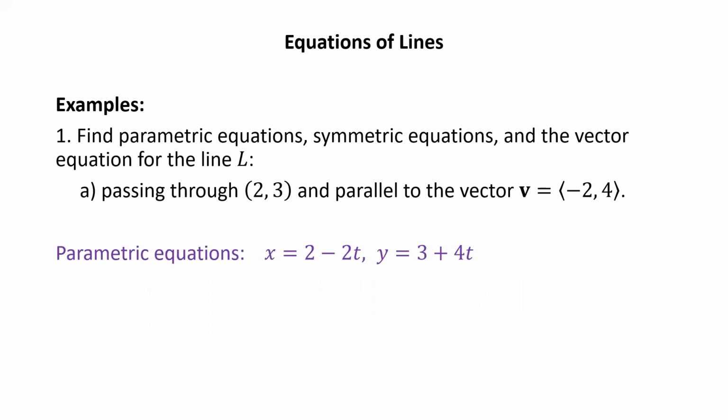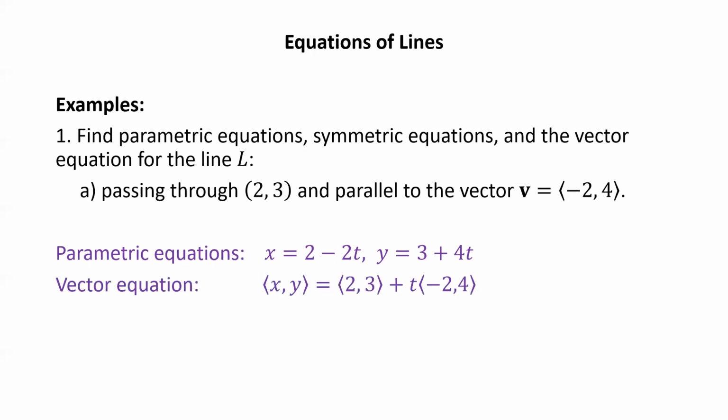The parametric equations have the form x equals 2 minus 2t, y equals 3 plus 4t. Notice that the point (2, 3) appears in the form x equals 2 and y equals 3. And for the vector, those are the coefficients of t. So x equals the x coordinate of the point, which is 2, plus the x component of the vector, which is -2, times t. y equals the y coordinate of the point, which is 3, plus the y component of the vector, which is 4, times t.